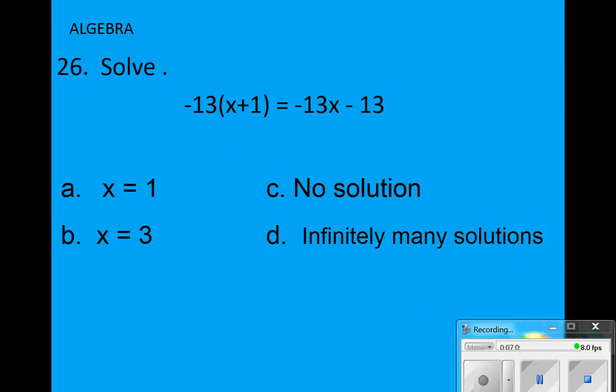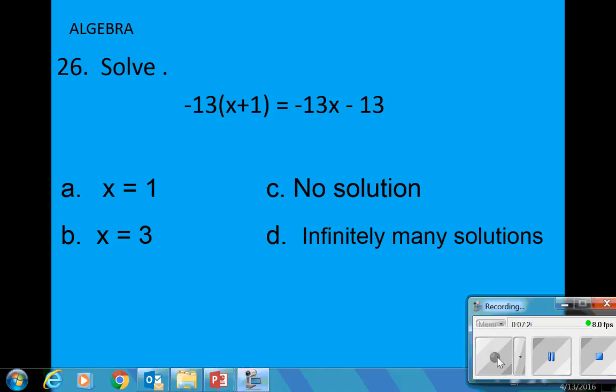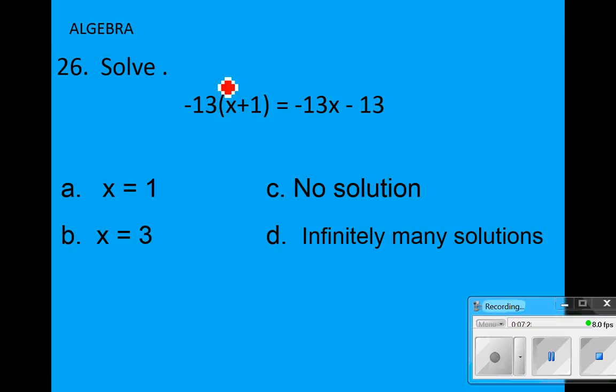Question 26. Solve. Negative 13 times x plus 1 equals negative 13x minus 13. The first thing we're going to do is distribute the negative 13 into the x plus 1. Negative 13x minus 13 equals negative 13x minus 13. I'm going to stop there because I already know that I have the exact same thing on both sides, which means my answer is going to be infinite solutions. But I'm going to keep going just in case you didn't catch that.